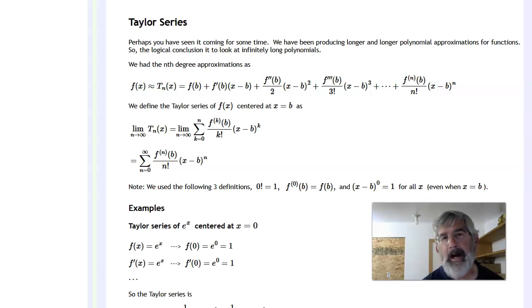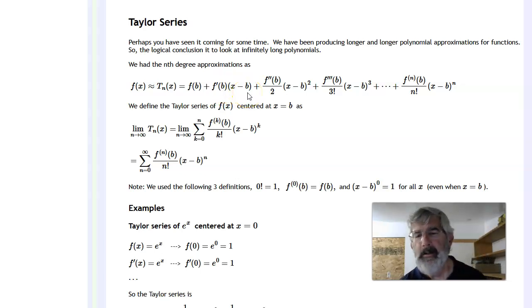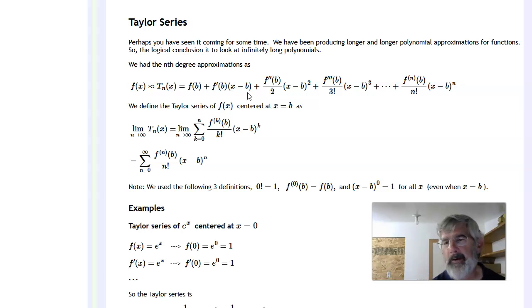And so what we're doing now is we're just going to say, let n go to infinity. Essentially have infinitely long polynomials. So before, it looked like this. We had f of x was approximately equal to the nth Taylor polynomial, right? And this was the nth Taylor polynomial centered at b. You had to find all those derivatives, evaluate them at b, and then multiply those by x minus b to the appropriate power divided by the appropriate number factorial, right?